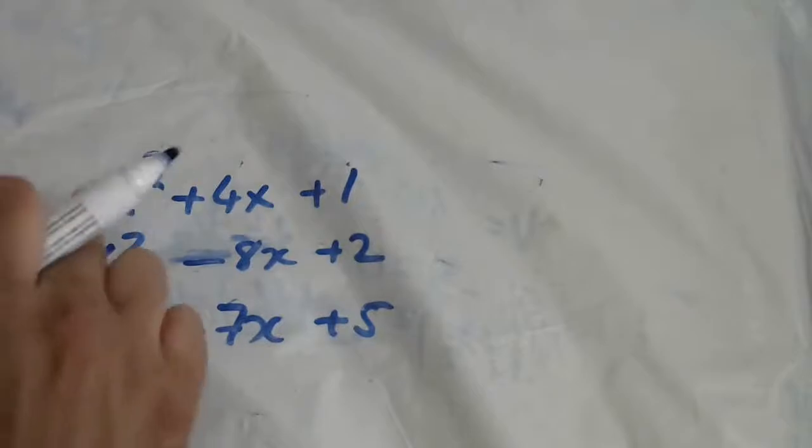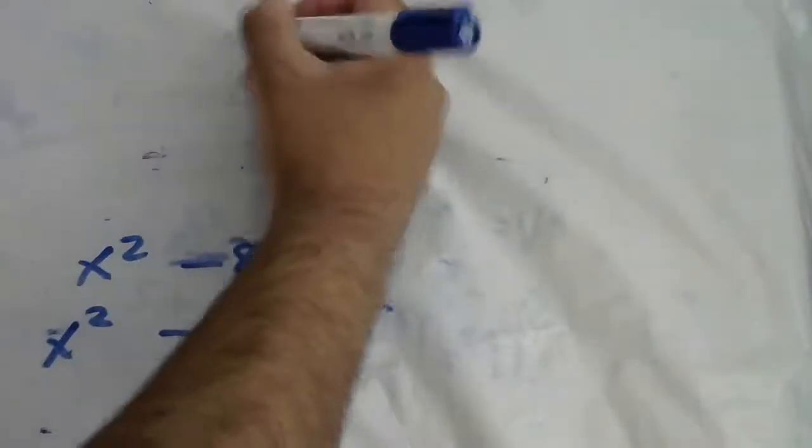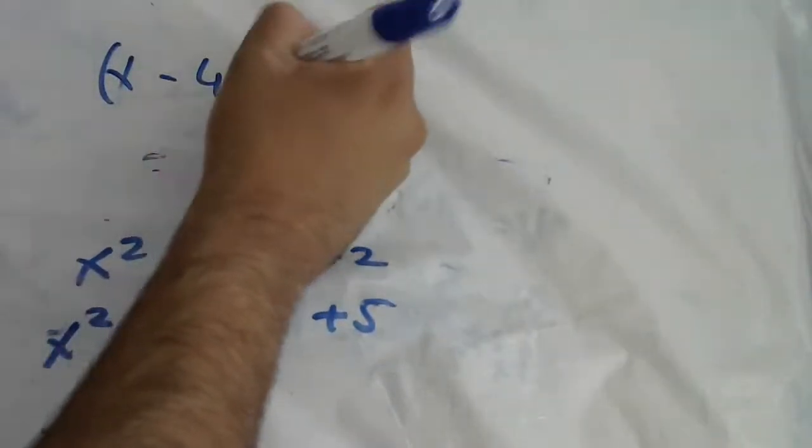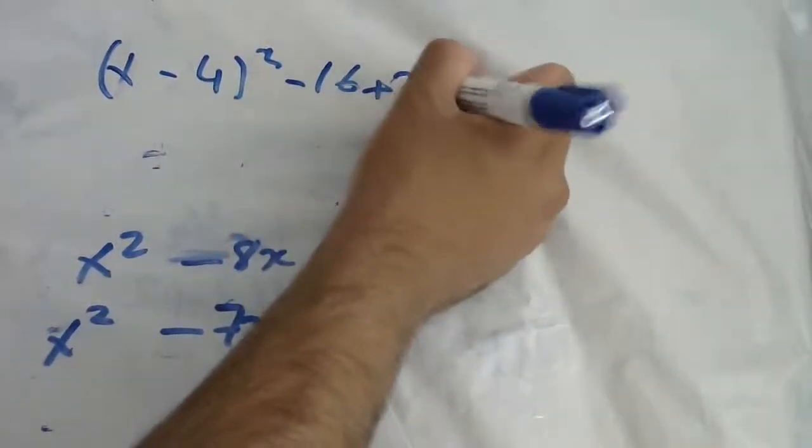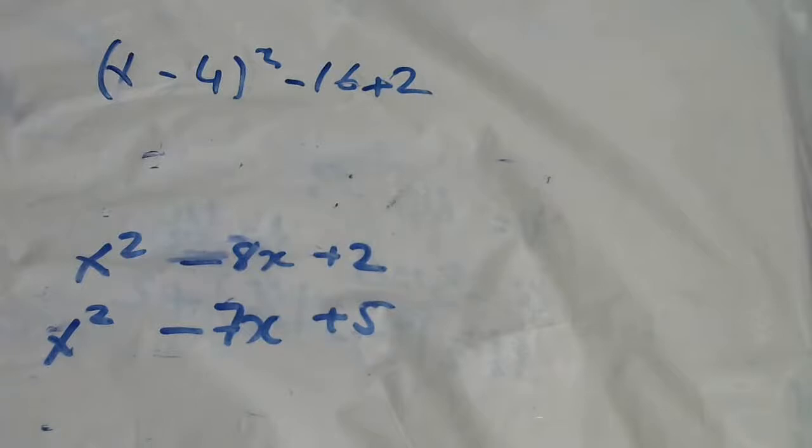I'll do that second one here. So half that, you get x minus 4 squared. But remember, you're taking away the square, so that's taking away 16. 6 minus 16 add 2 is minus 14. So Harris has got it right, and that's why he's got it right.